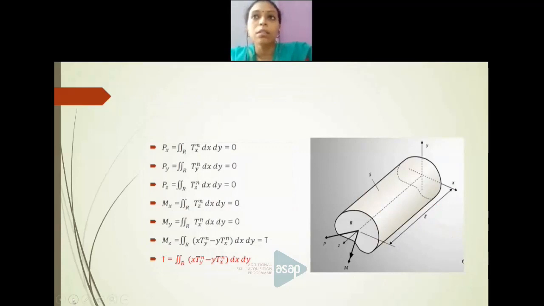Now we are concerned with the safety of the system, right? For the safety of the system, we have to ensure that the shear stresses are within the limit and also the deformation. Deformation means angular twist. So our angular twist should be safe.